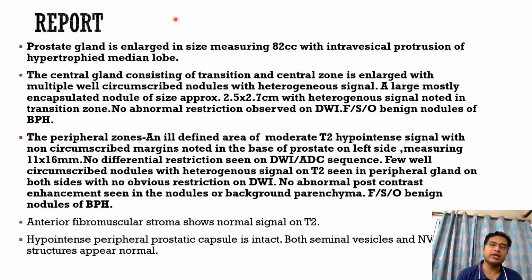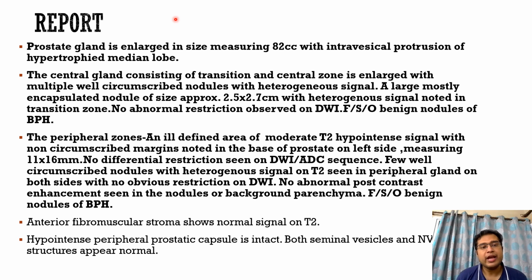So in any report of multiparametric MRI of prostate, the central gland consisting of the transition zone and central zone and the peripheral zones have to be described separately. So for the central gland, the dominant sequence that we have to look for is T2 weighted images, while in the peripheral zones, the dominant sequence is the DWI images in the multiparametric MRI. So the central gland, which consists of transition zone and the central zone, was grossly enlarged with multiple well circumscribed nodules with heterogeneous signal, which was compressing the peripheral zones as well. The nodules were very well circumscribed, which suggests benignity.